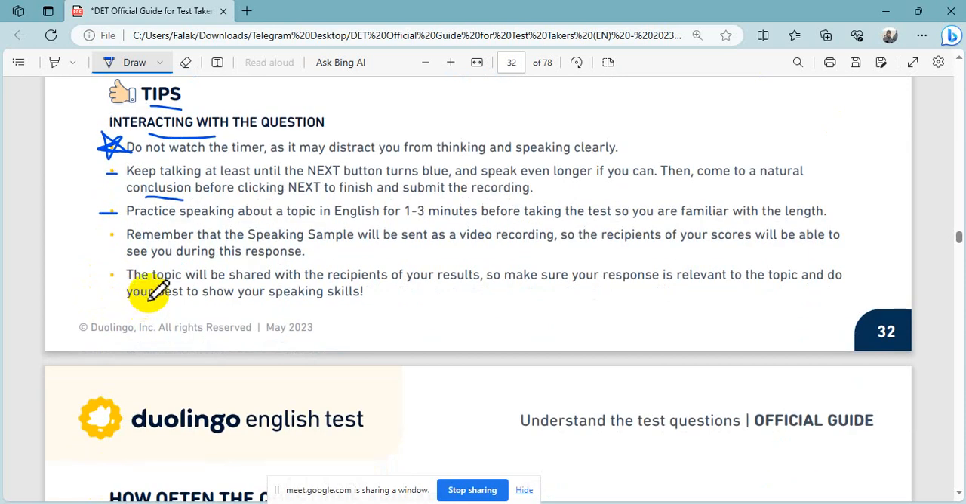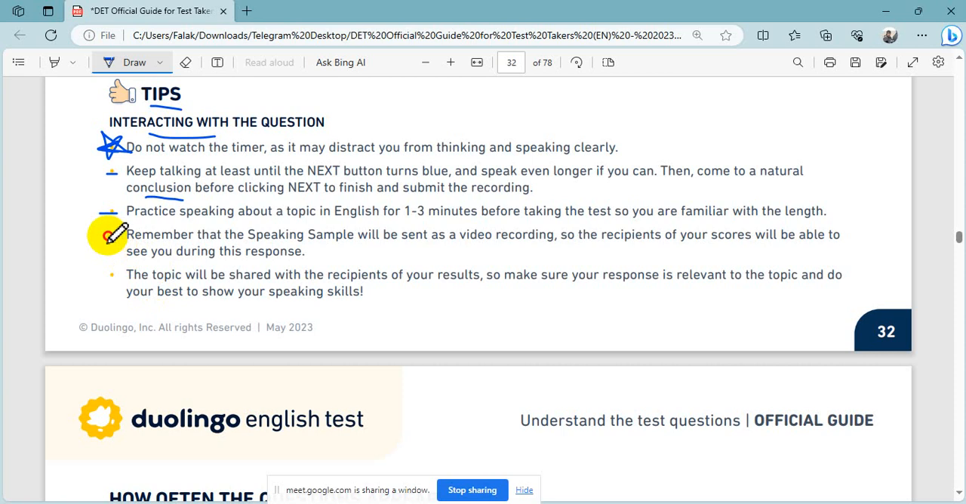before taking the test so you are familiar with the length. Yeah, this is a very good suggestion, okay? So choose topics for practicing for the test, and just talk naturally. Talk about that topic for 1 up to 3 minutes, and this will automatically help your brain to be ready for this part, okay? To be ready to talk for 3 minutes, and this is really good.